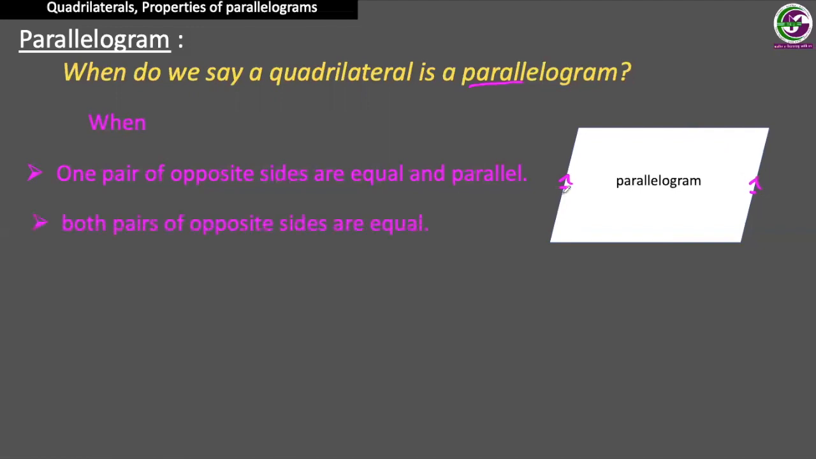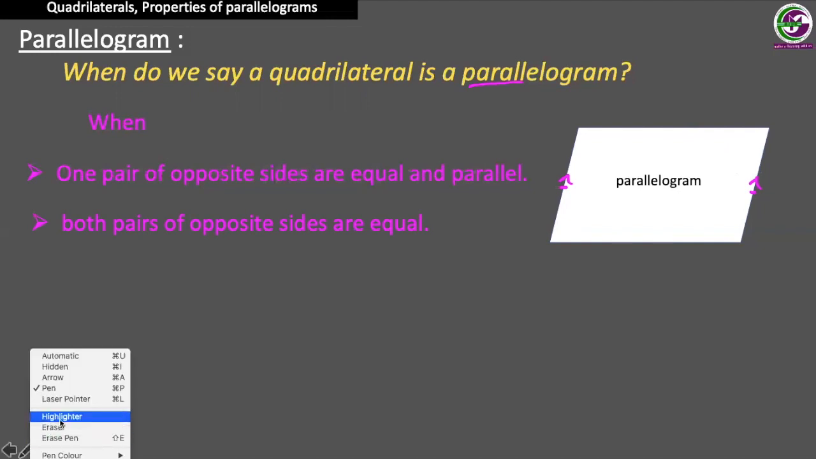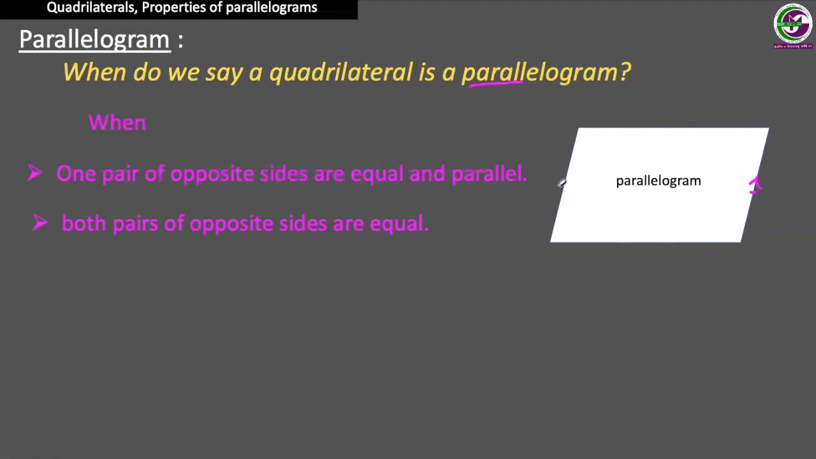The next condition is when both pairs of opposite sides are equal. So if we can't prove anything about parallel, we can just prove both pairs are equal. These are equal and these are equal. In this way also, the given shape is a parallelogram.